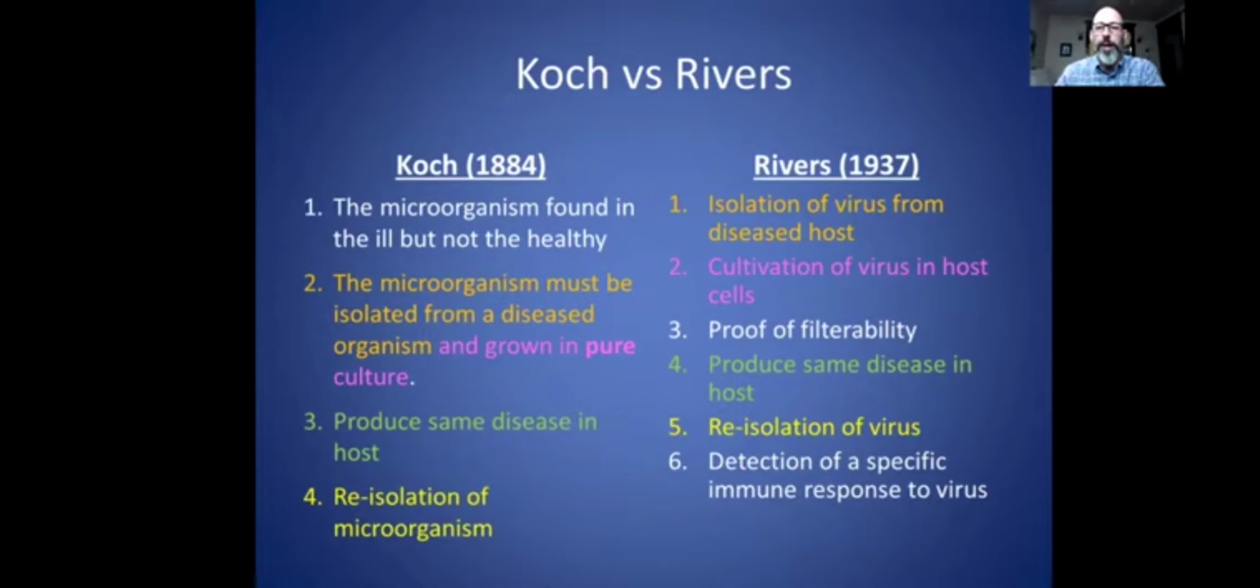But with a virus, since they can't reproduce and they're not alive, you can't grow them in a pure culture of just virus particles. So you need to have host cells. That would be cells basically from the person who is ill, or the source of the virus in the first place. Now there's the third criterion of Rivers, which is not in Koch's postulates, which is proof of filterability.